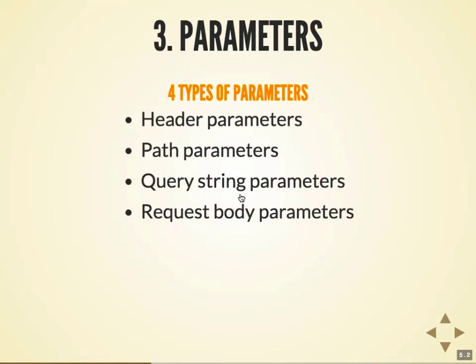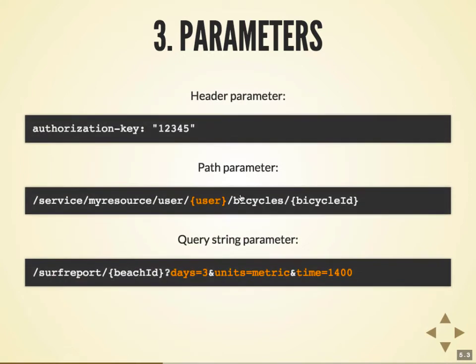There's a header parameter. This is passed in the header of the request. A path parameter is actually added within the endpoint itself. It's part of it. And then the query string parameters are added after that. I have examples coming up here. And then request body parameters. So here's a sample header parameter. This would just be passed in the way that the information is sent.